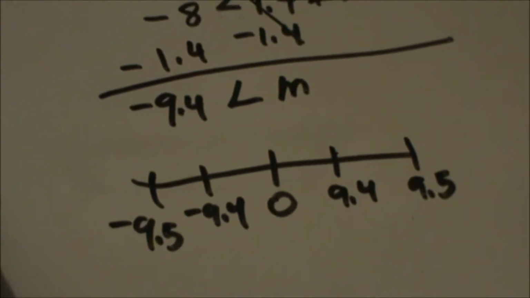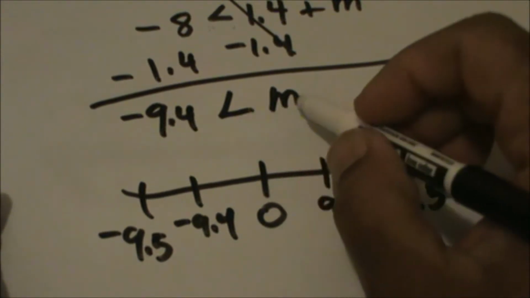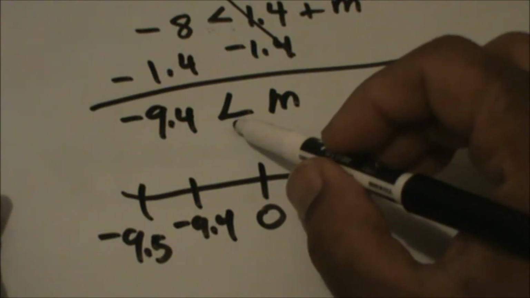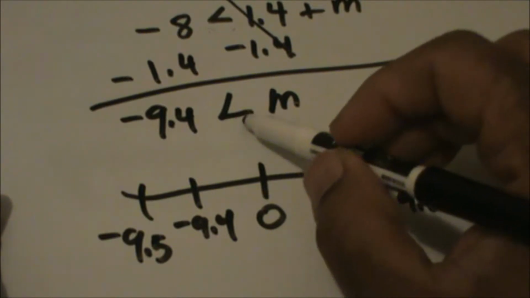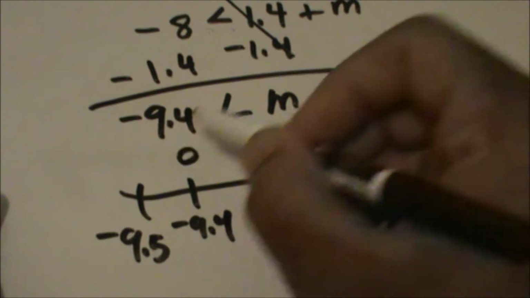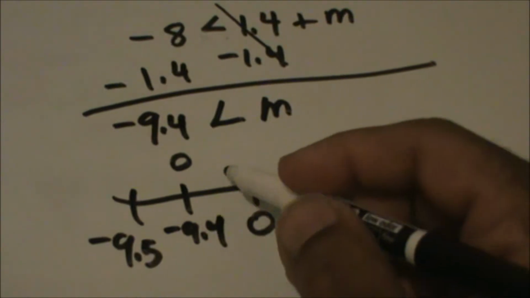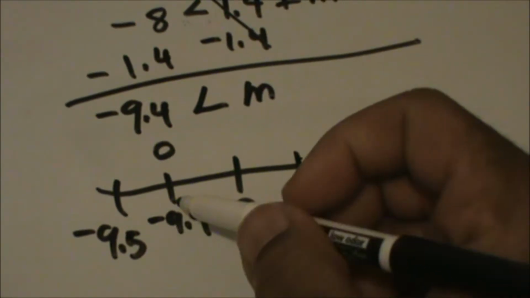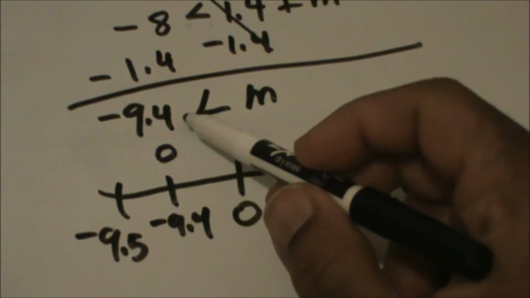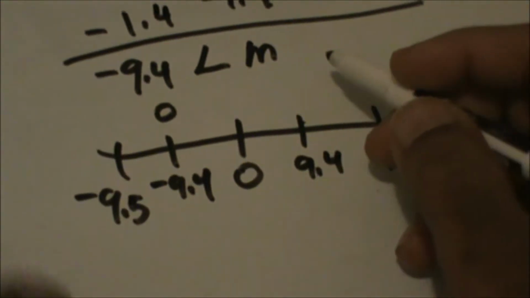Here we go. What kind of circle will this be? Will this be closed or open? Since there's no less than or equal sign or greater than or equal sign here, it's going to be open. So it's going to be open over negative 9.4. Here's the question: which direction will include the solutions that represent m, with negative 9.4 being less than m? We have to test it. Let's do the true and false again.